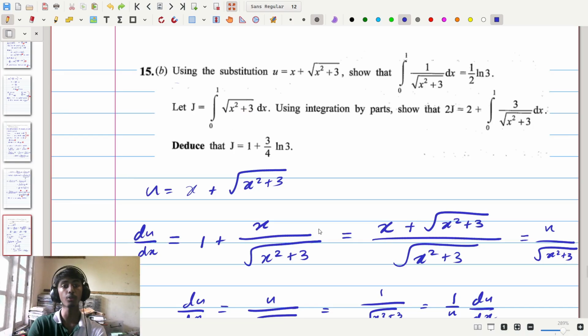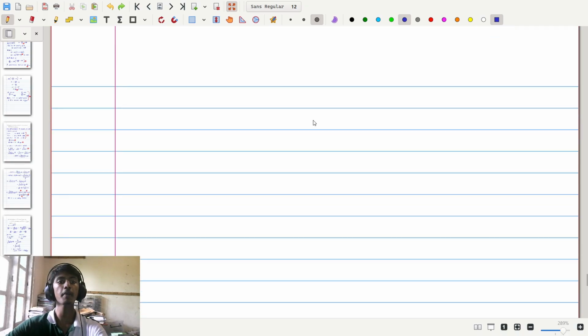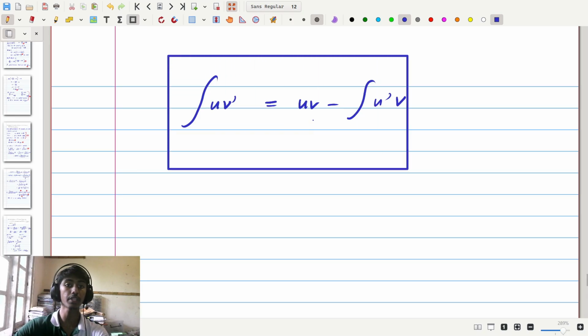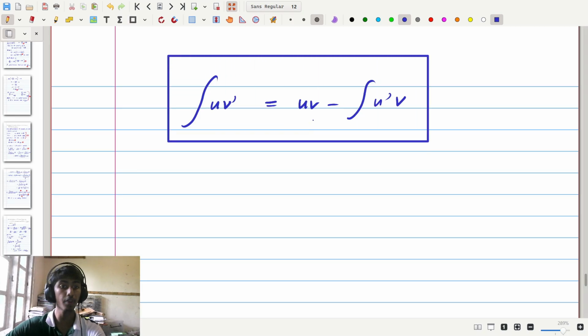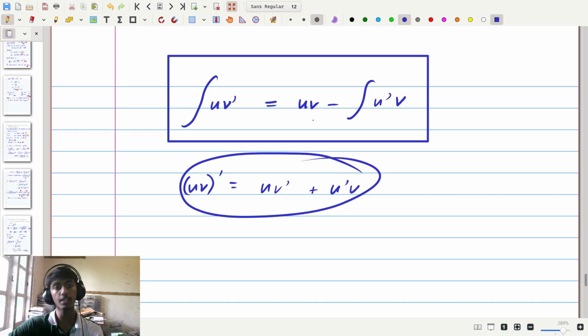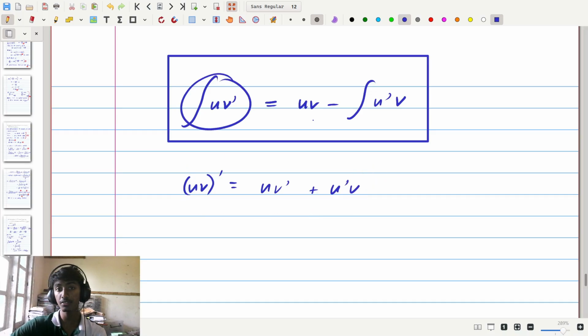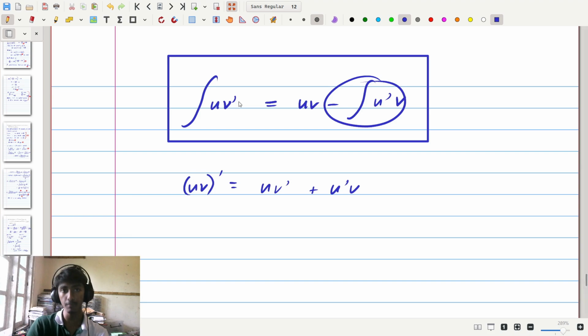Now the reason we have to do this, of course, is because integration by parts states that the integral of u times v prime, where u is one function and v prime is another function's derivative, is equal to u times v minus the integral of the first function's derivative u prime times the second function v. Now this of course comes from the product rule, which states that if you have two functions multiplied, u times v, the derivative of this is equal to uv prime plus u prime v. Now turning this around and integrating both sides, we can eventually get that the integral of uv prime is equal to uv minus the integral of u prime v.